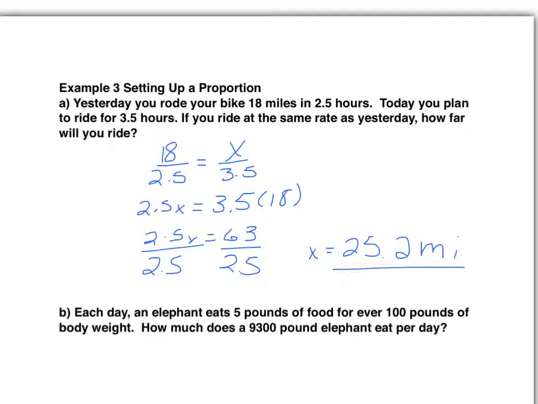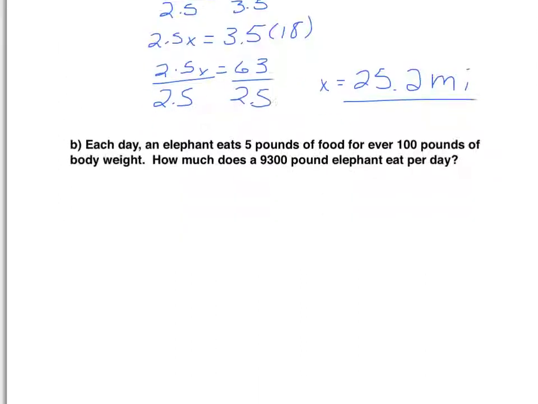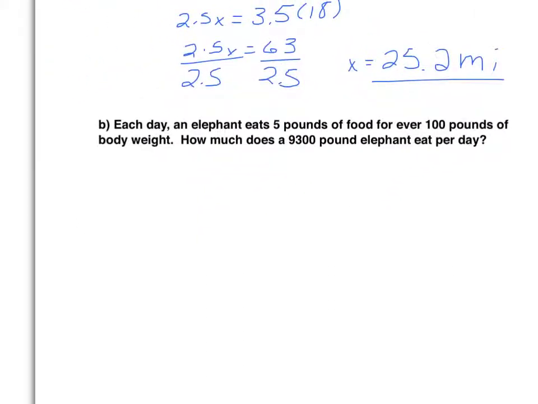Go ahead and try example B. Go ahead and read over it on your own, but it should be pretty similar. You're probably going to end up with a cross product problem, and it's not going to be too much different in terms of how we solve it. It says each day an elephant eats 5 pounds of food for every 100 pounds that he weighs. So I'm going to even put that as my first proportion here. So it's food over weight, and then it says how much does an elephant that weighs 9,300 pounds eat per day. So the weight is going to be on the bottom, and we have to figure out how much food.